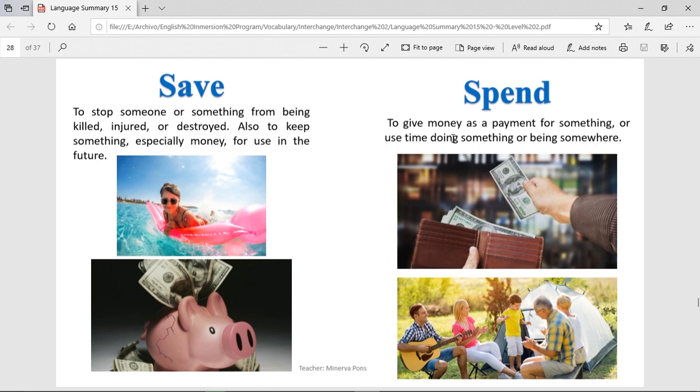Spend. To give money as a payment for something or use time doing something or being somewhere. Okay. Spend is similar to save in other situations. If you save money, it's when you keep the money. If you spend money, it's when you use the money to buy things. But you can also spend other things other than money. You can spend time, for example.